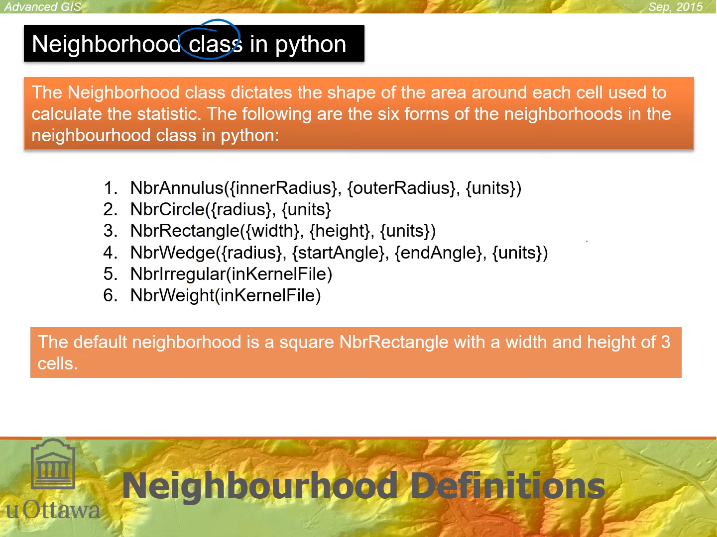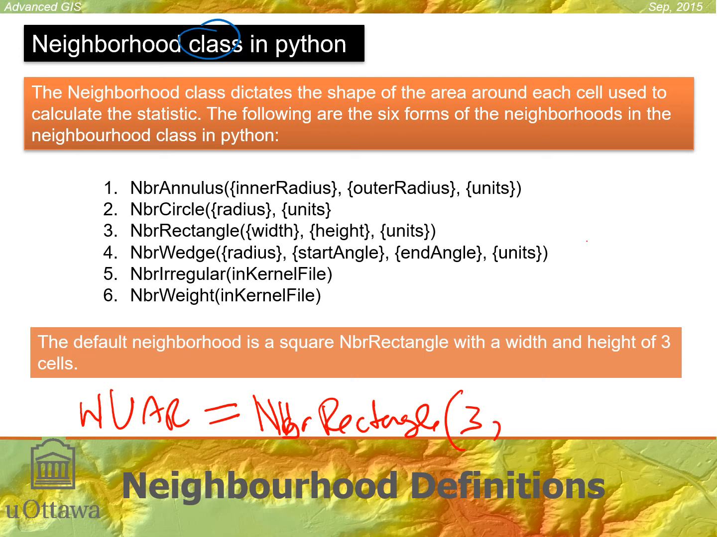So in Python, what we do is we specify a variable, just call it nvar. We say that's going to be equal to one of these things. Most of the time, nbr rectangle. And that's where we specify the size of the rectangle. For example, a 3 by 3 neighborhood, units, cell.